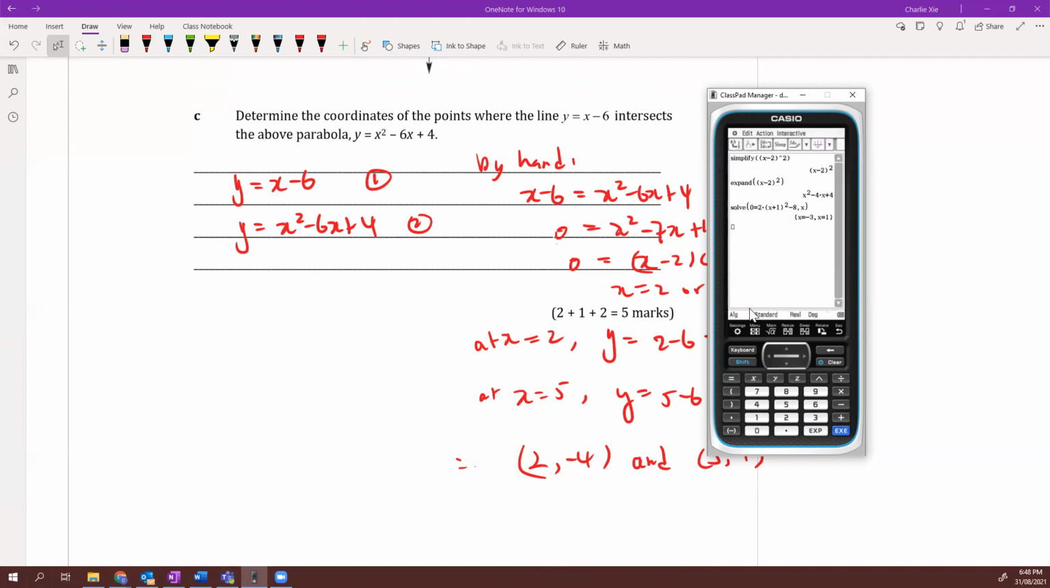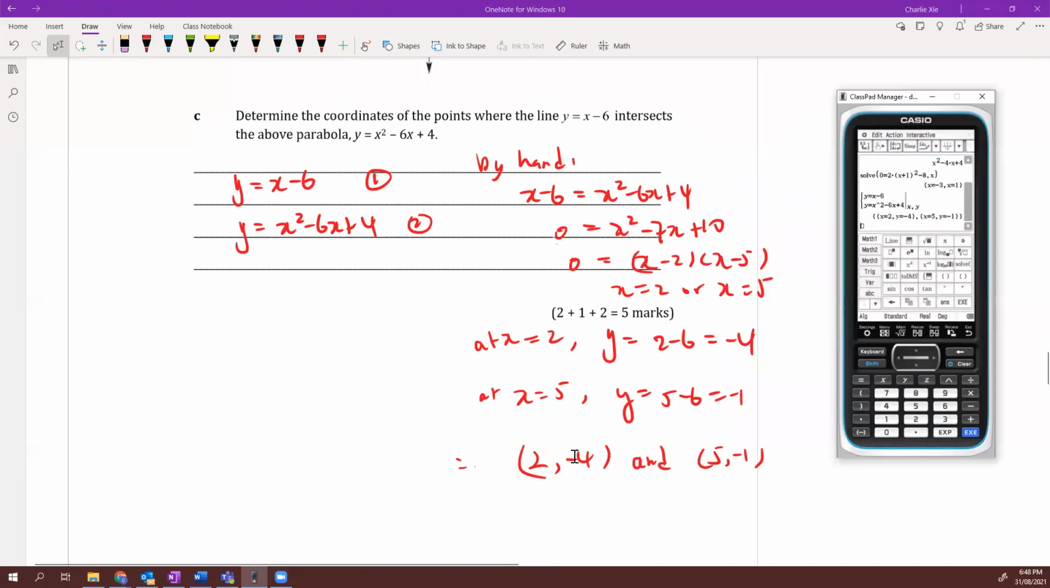So to solve simultaneous equations, go to Math 1 and click on this symbol. This is solving for x and y. Your first equation, y equals x minus 6. Second equation, y equals x squared minus 6x plus 4. We're solving for x and y, so x comma y. Click on EXE. Here we go. 2 comma negative 4 and 5 comma negative 1.